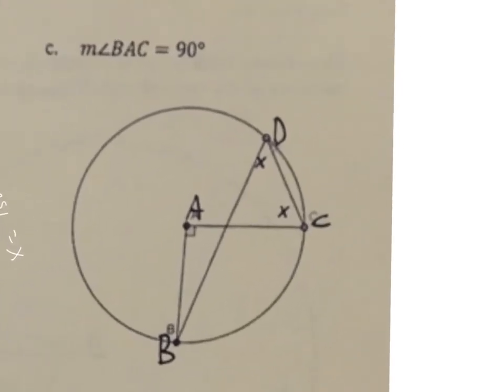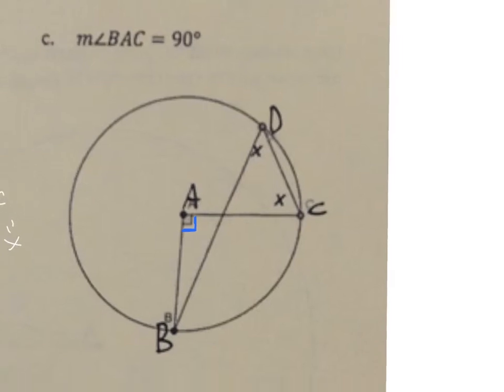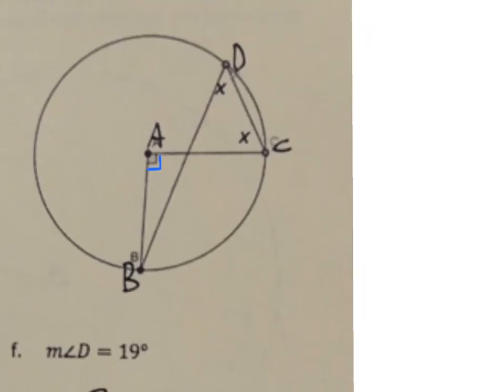For question C, they're giving me that there's a right angle in the picture. And look at that, they've even marked it in the picture for me. And they want me to find out how big angle X is worth. Alright, so if it's 90 degrees here as the central angle, I can find out how many degrees it is here on the circle, and that could be helpful.